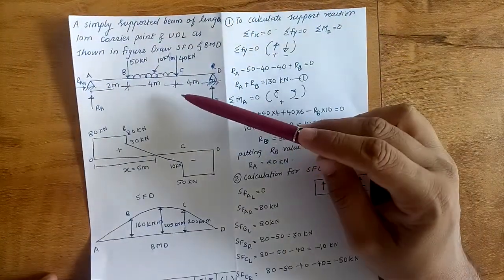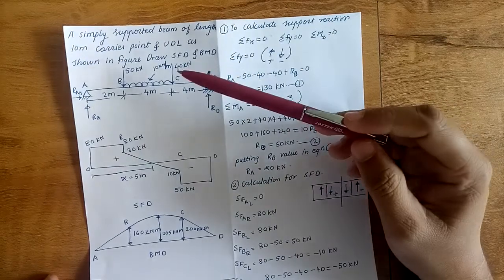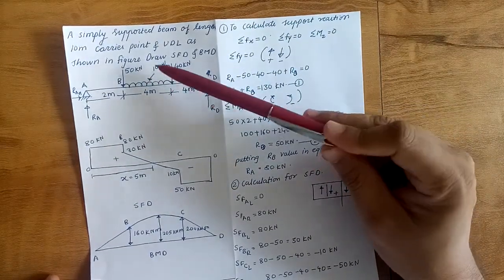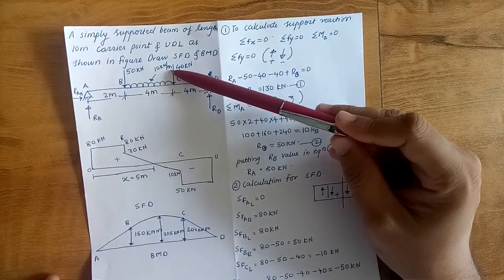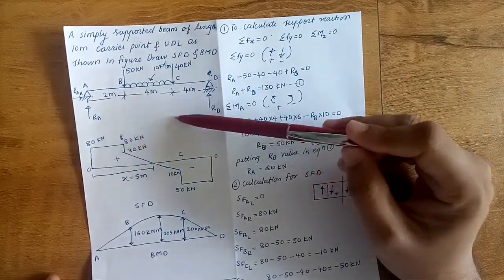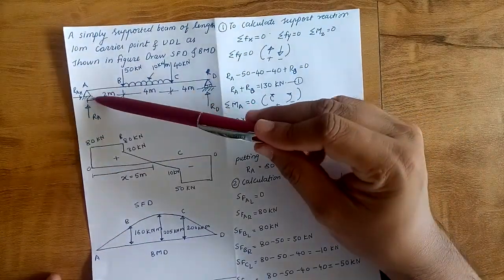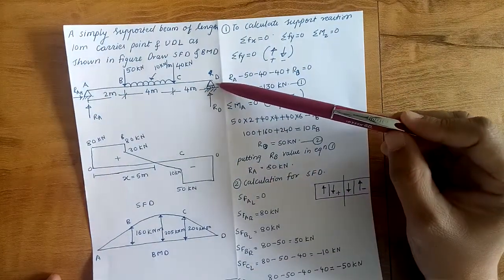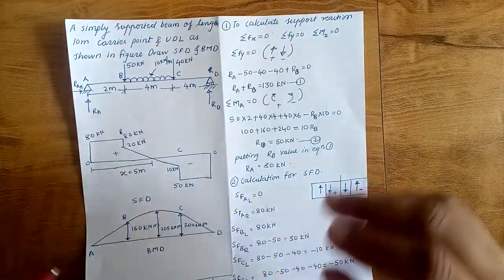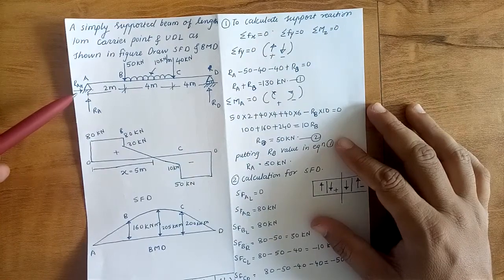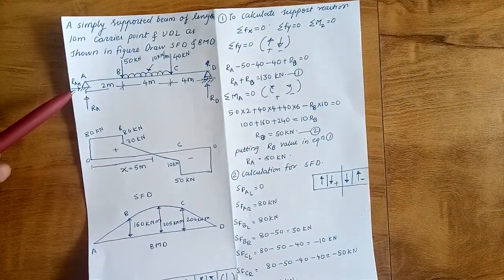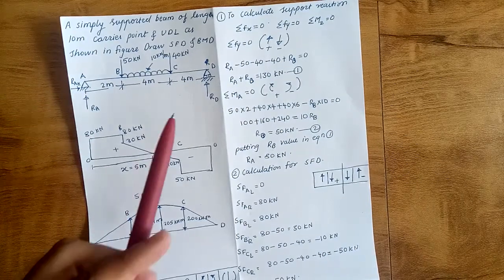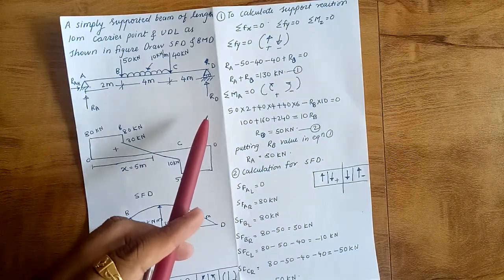So this is the beam. There are 2 point loads, 50 kilonewton and 40 kilonewton, and a UDL of 10 kilonewton per meter. The total length is 10 meter. A is a pin support, D is a roller support. In case of A there will be two reactions, that is RA and a horizontal reaction, and in case of D there is a vertical reaction only.